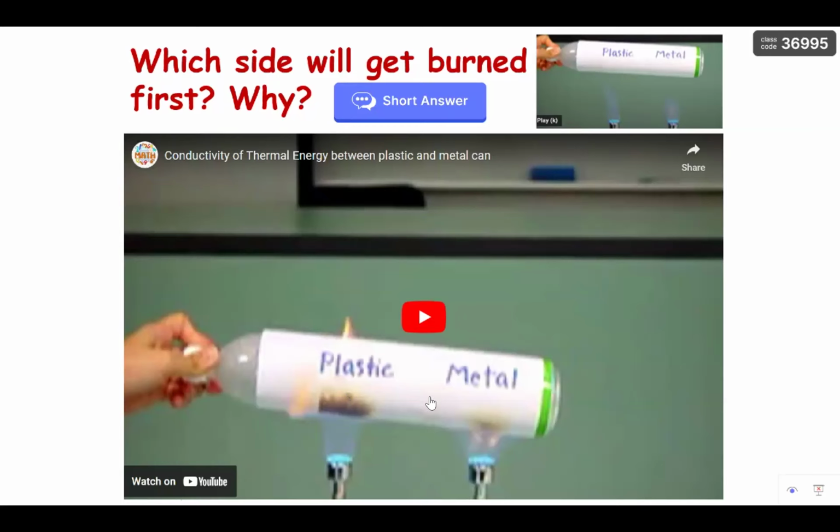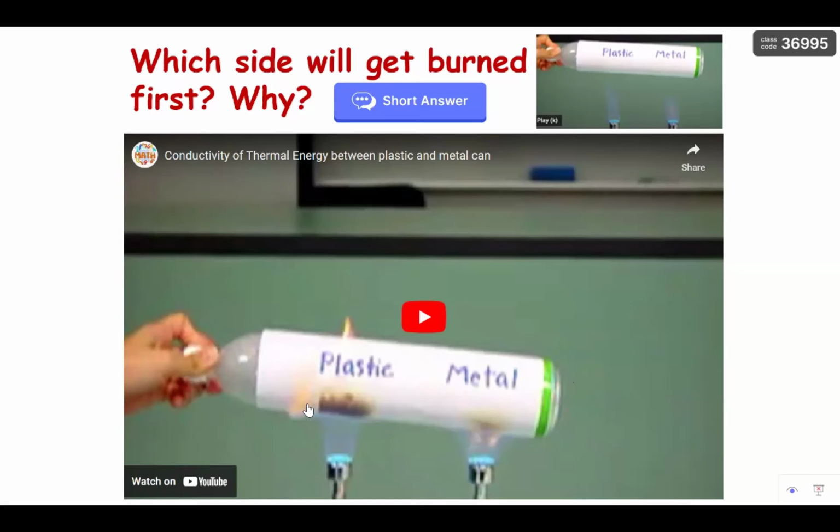Again, it's because metal, okay, whenever we are comparing materials, it's always about thermal conductors or thermal insulators. So metal is a very good thermal conductor. It will allow the heat to pass through very fast. So when you touch this end, you will get burned. Okay, that's why the person is holding on to the plastic side and not holding on to the metal side. Okay, so the heat passes through it very fast. It passes through it so fast that the temperature over here is not high enough to burn the paper.